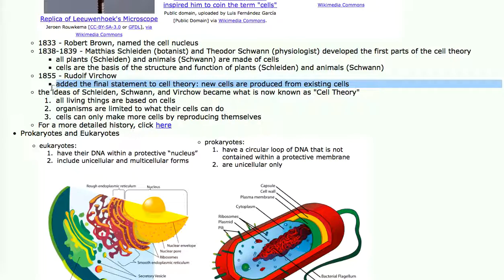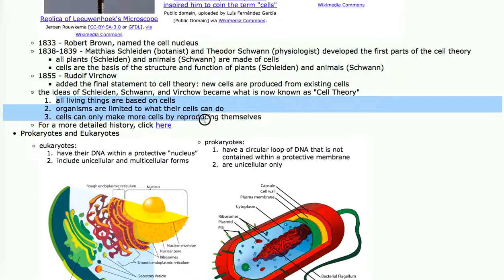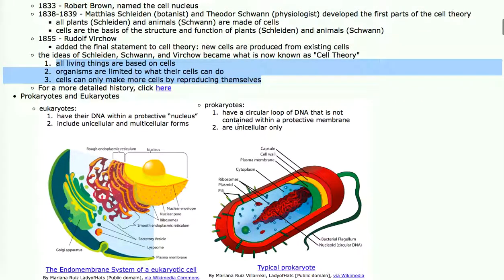So those ideas all combined are what we call cell theory today, which is all living things are based on cells. Organisms are limited to what their cells can do, and cells can only make more cells by reproducing themselves.